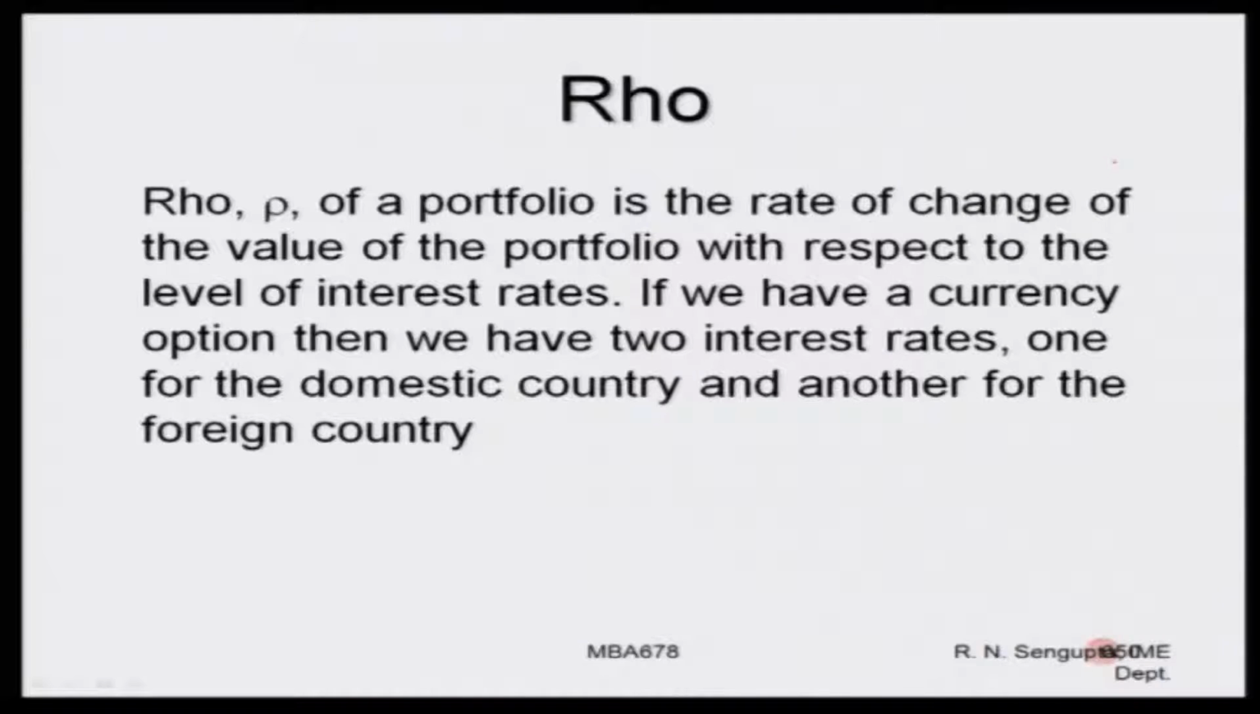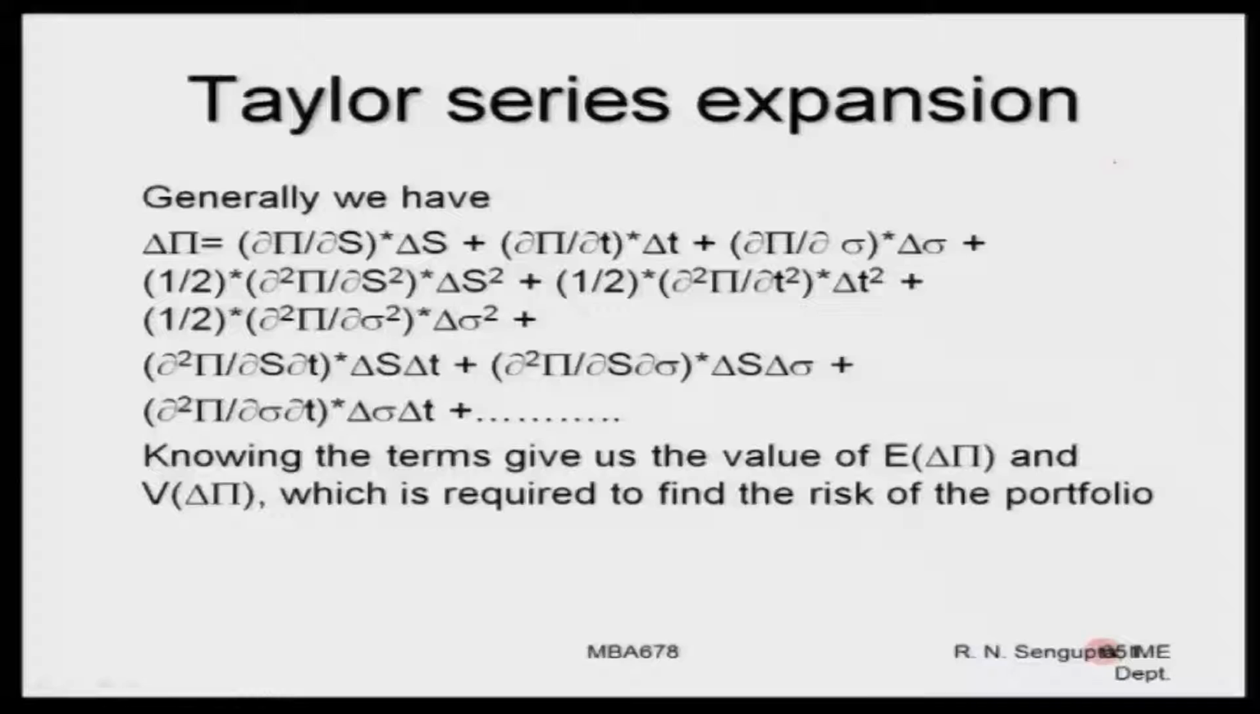If you remember, the domestic and the foreign interest rates with respect to the swap were R and R star, and based on that we formulated different swaps. Here also rho would be the rate of change of the value of the portfolio with respect to the interest rate. Now, if we consider all these five or six rates of change, how would we express the rate of change of the portfolio in totality?